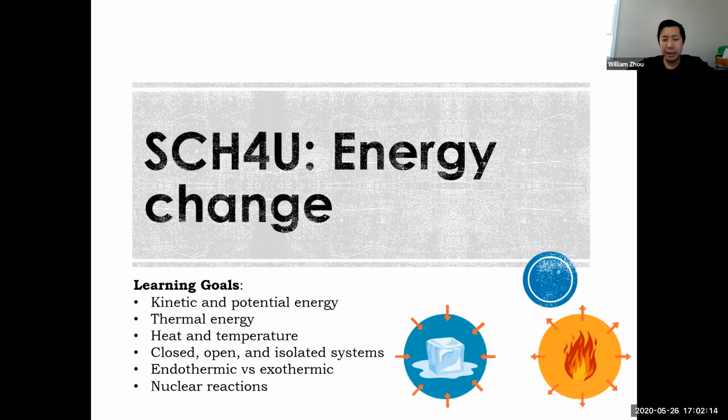After, we'll learn about endo versus exothermic reactions, which are extremely important for chemistry. And then lastly, a little bit on nuclear reactions.